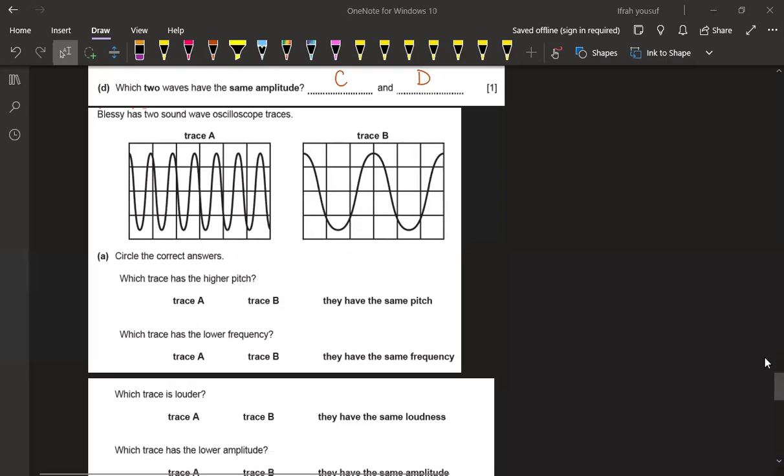Acha, Blessy has two sound wave oscilloscope traces, right? Trace A and trace B. Circle the correct answers. Which trace has the higher pitch? Acha, whenever we talk about pitch, we have to refer to the frequency, right? If there are more number of cycles, there will be a higher pitch. So we can easily identify the higher pitch sound or wave, right? Which trace has the higher pitch? The A one, trace A. ठीक है, so we have to circle it.